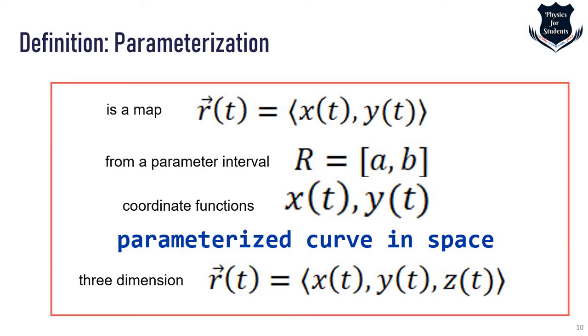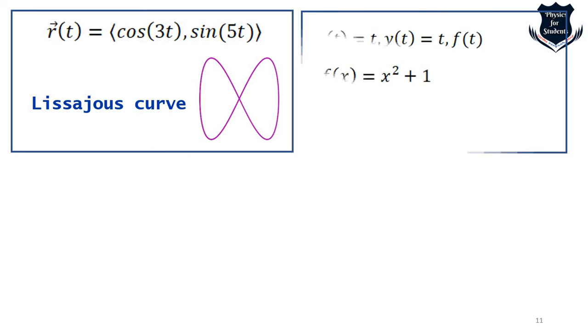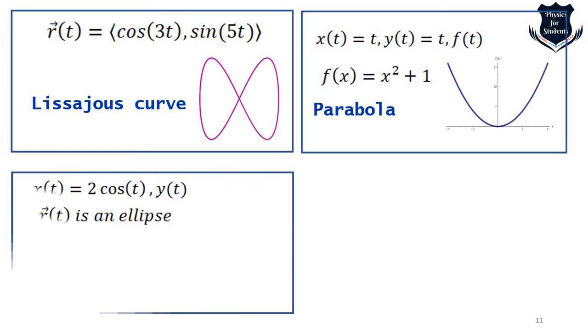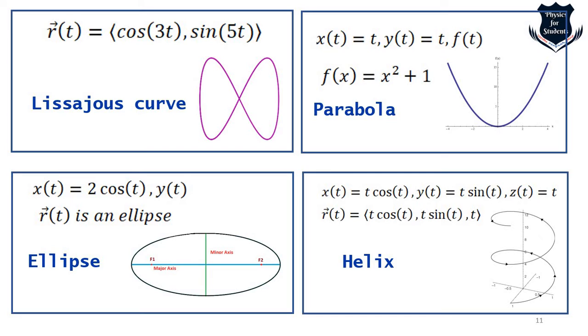However, there are other ways of defining it, and we will go ahead and understand why we need those definitions. So what we get here is that with this kind of equation, we get what is called a Lissajous curve. With this kind of equation, obviously you can understand we get a parabola. With this kind of equation, what you get is an ellipse with a major and a minor axis. And with this kind of equation we get a helix. So these are the different forms of curve which emerge: Lissajous, parabola, ellipse and helix.